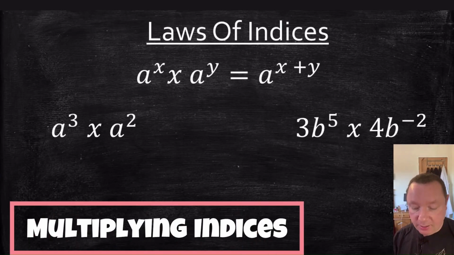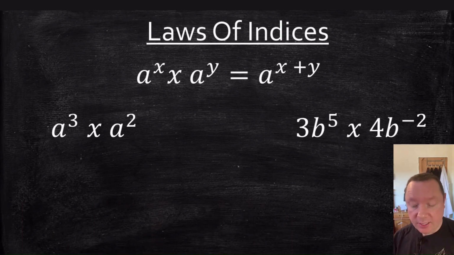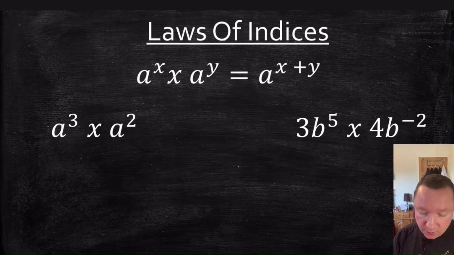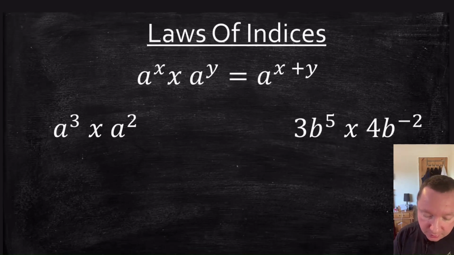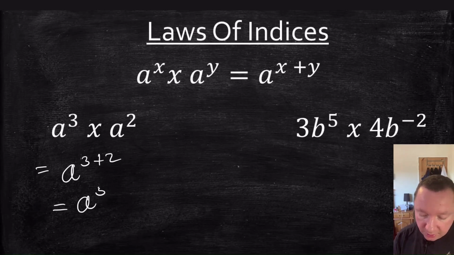If we take a to the power of x and times it by a to the power of y, in other words the base is the same, then you can just add the powers: a to the power of x plus y. Let's see that in an example. a cubed times a squared, so that would be a to the power of 3 plus 2, which is a to the power of 5.